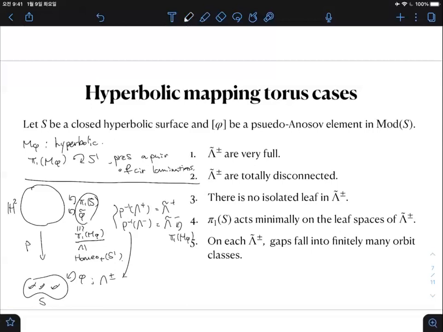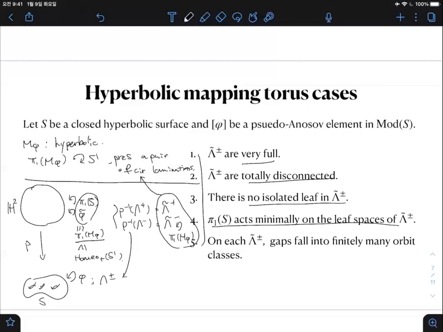and also this is the action which comes from the Thurston theorem. And here is the list of the properties which are satisfied by this action. So lambda tilde plus and minus are very full, totally disconnected, and there's no isolated leaf, and pi1 of S acts minimally on the leaf space. And on each lambda tilde plus or minus, gaps fall into finitely many orbit classes. So this is the example.